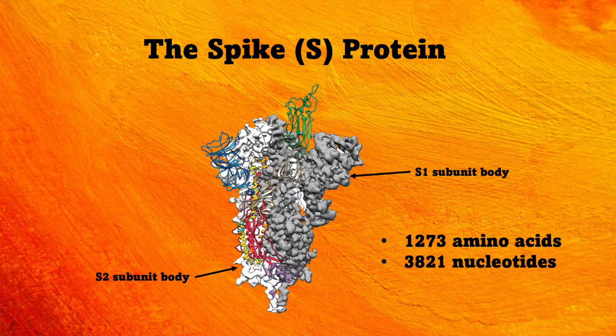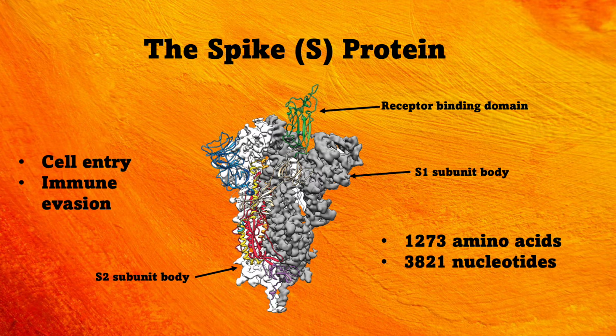Firstly, the spike protein influences the ability of the virus to bind to the receptors of cells and to enter them. Secondly, the spike protein is one of the major molecules that our immune system targets when trying to eliminate the virus from our bodies. So, any mutations that alter the spike protein's ability to bind and enter the cell or to evade the immune system will have a positive impact on that virus's ability to replicate.